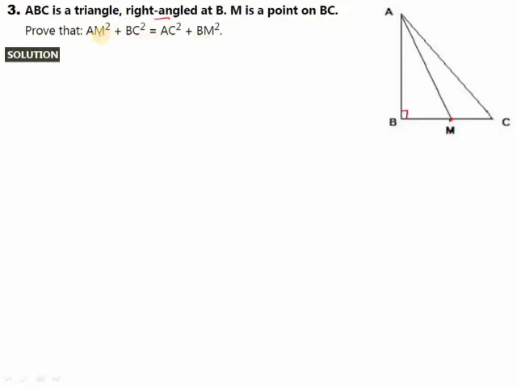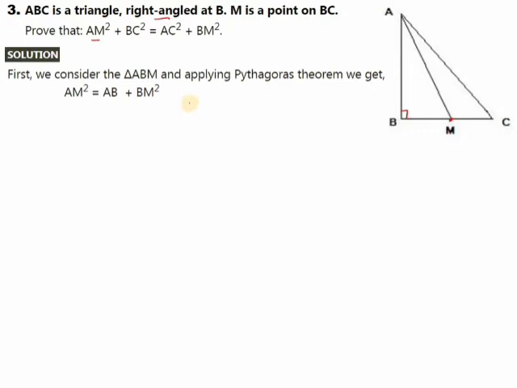Since it is AM here, I'll join A and M, so you get AM here. Now if you look at triangle ABM, there your hypotenuse becomes AM. So as per Pythagoras theorem, it becomes AM square equals AB square plus BM square.